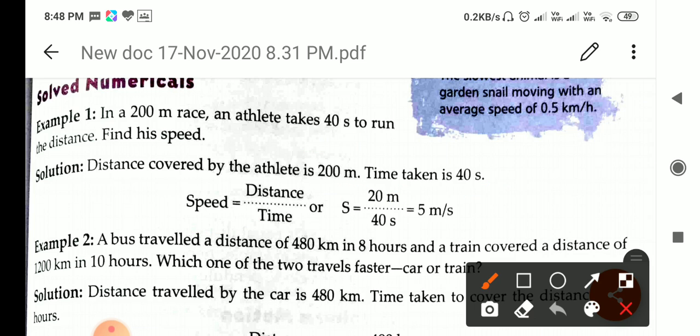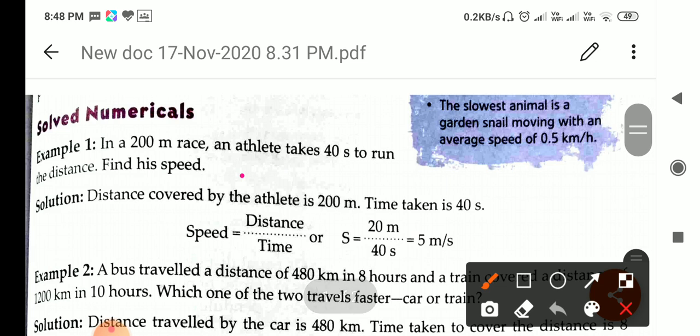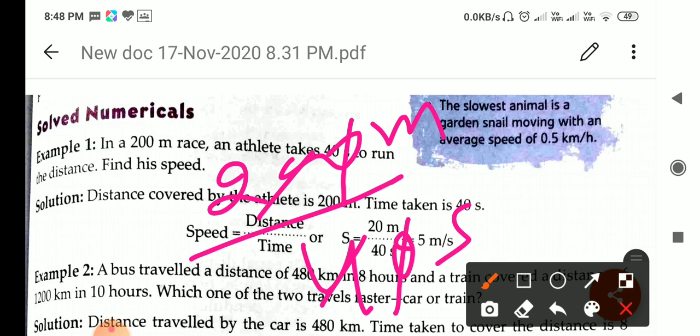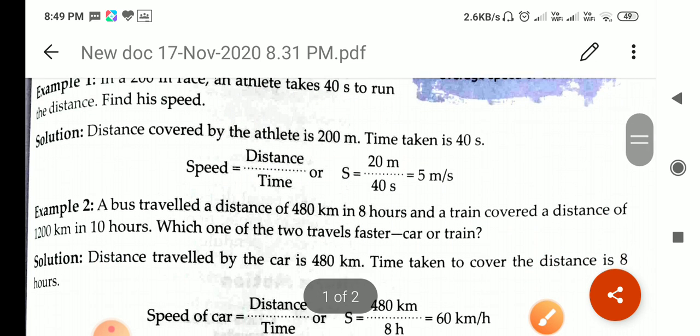Now we will calculate. It should be 200. Here it is written 20 meter, but it should be 200. Then see, 200 meters divided by 40 seconds, right? Then see, 5. It means the speed is 5 meters per second, right? According to the formula we calculated, it is 5 meters per second. Now see one more example.